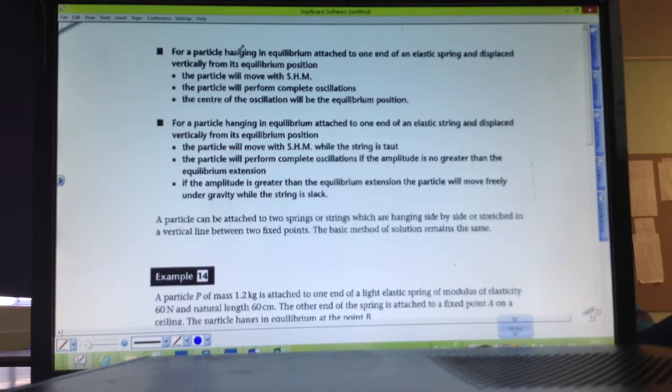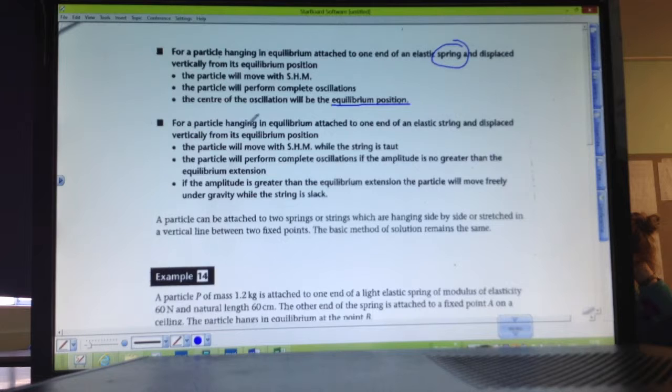For a particle hanging in equilibrium, attached to one end of an elastic spring and displaced vertically, be it up or down, from its equilibrium position, the particle will move in SHM. The particle will complete full oscillations, and the centre of oscillation will be the equilibrium position. So that's all fine and dandy if it's a spring.